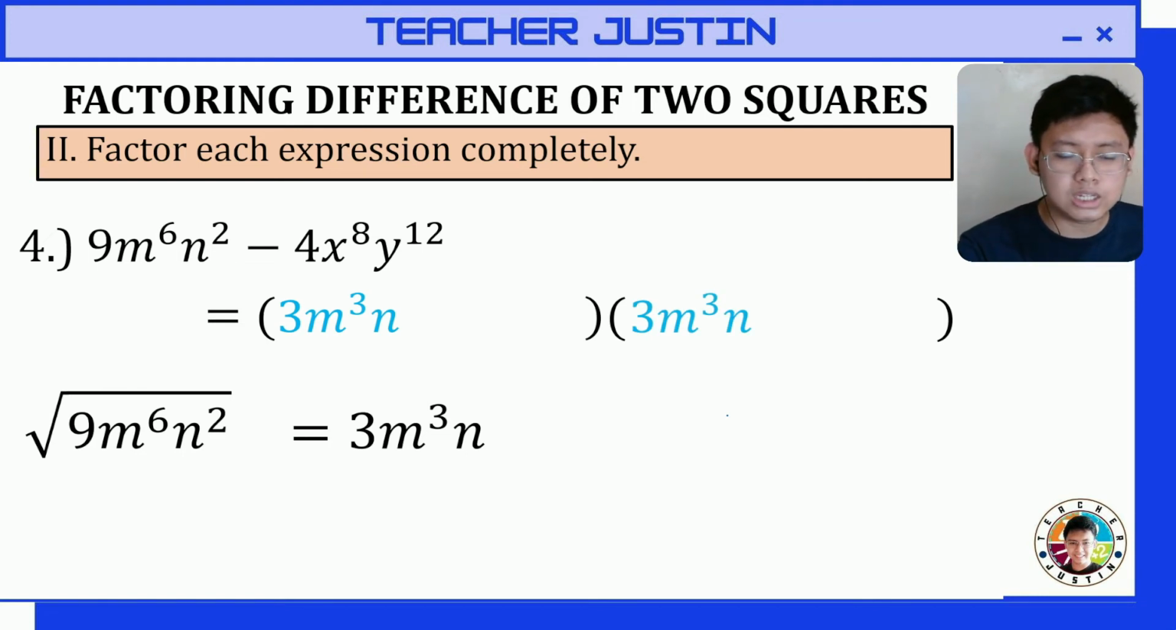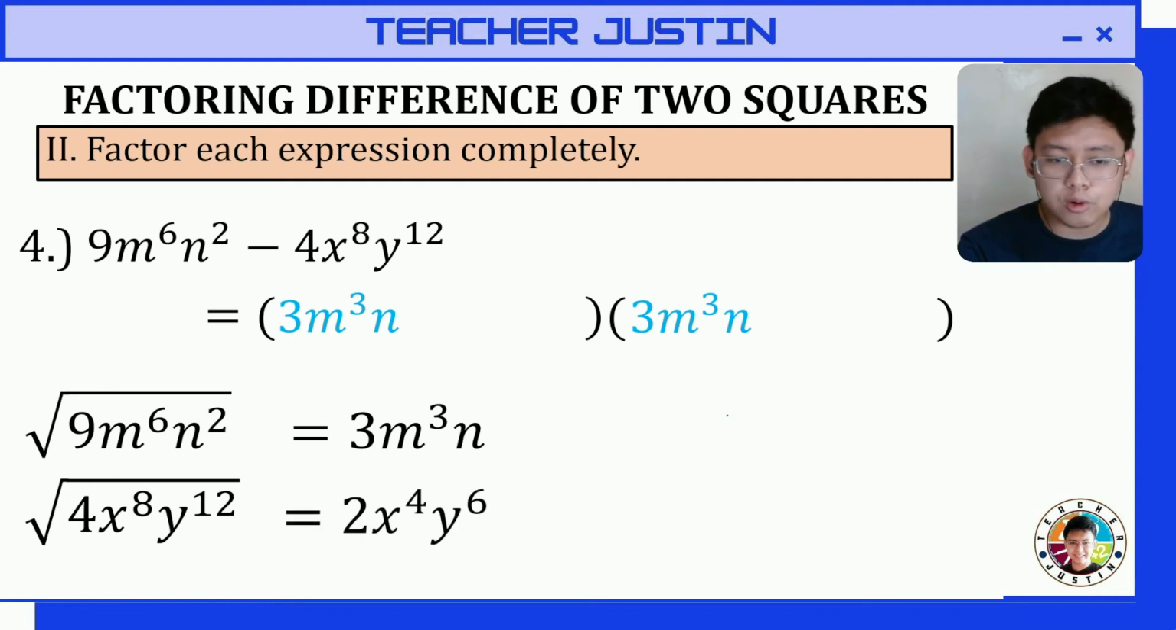Then, let's get the square root of our last term. So, we get the square root of 4x raised to 8, y raised to 12. And that will give us 2x raised to 4, y raised to 6. So, let's place 2x raised to 4, y raised to 6 sa last term ng bawat group.